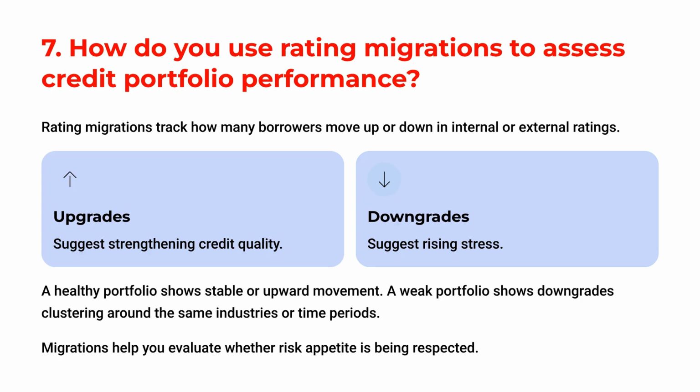How do you use rating migrations to assess credit portfolio performance? Rating migrations track how many borrowers move up or down in internal or external ratings. Upgrades suggest strengthening credit quality. Downgrades suggest rising stress. A healthy portfolio shows stable or upward movement. A weak portfolio shows downgrades clustering around the same industries or time periods. Migrations help you evaluate whether risk appetite is being respected.